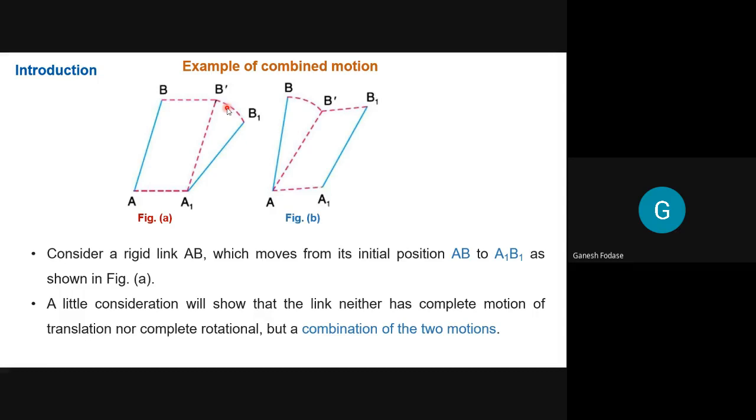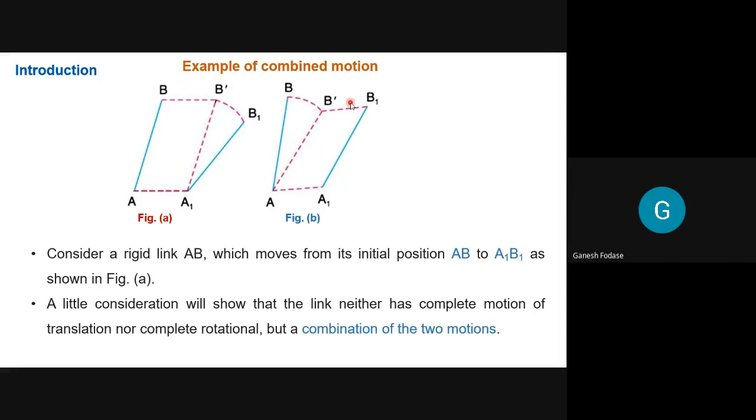Not always first translation and then rotation. In the second diagram, it may be first rotation. So from AB, it rotates to AB dash, and then from B dash to B1, it will translate. So like this, it may be a combination of rotation plus translation or translation plus rotation, but the body is moving from one place to another place.